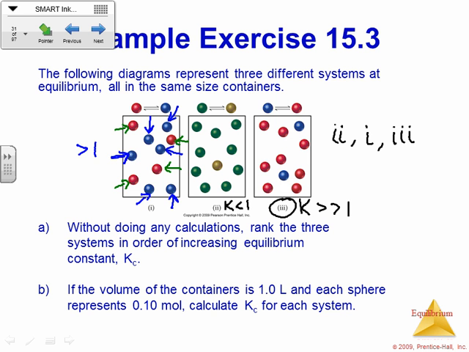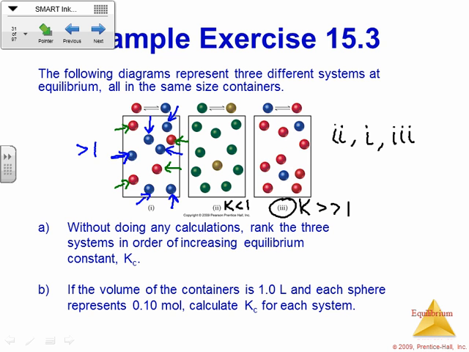Okay. You know, that's a lot of work. But basically what you would have to do for each of these is figure out what your concentration is for each of them. This is a 1 liter container, so once you figure out your number of moles, you've figured out your molarity at that point. But then you have to write your equilibrium expression for each of these.